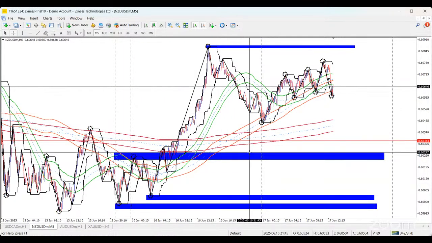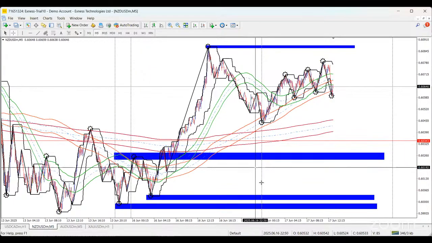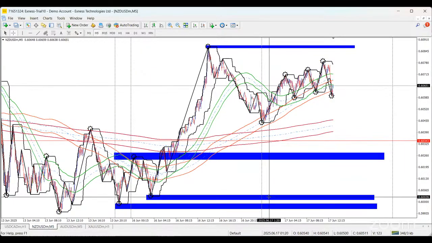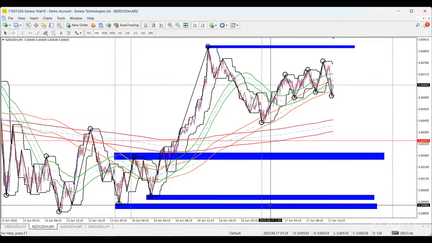So this is now 0.60277. The second one is 0.60026, and then the 0.59980 point of interest. And we're looking to do what? We're looking for buy continuations on NZD/USD. So if price retraces into these zones and gives confirmations, we will be buying this asset. Please take note of the price points as well.